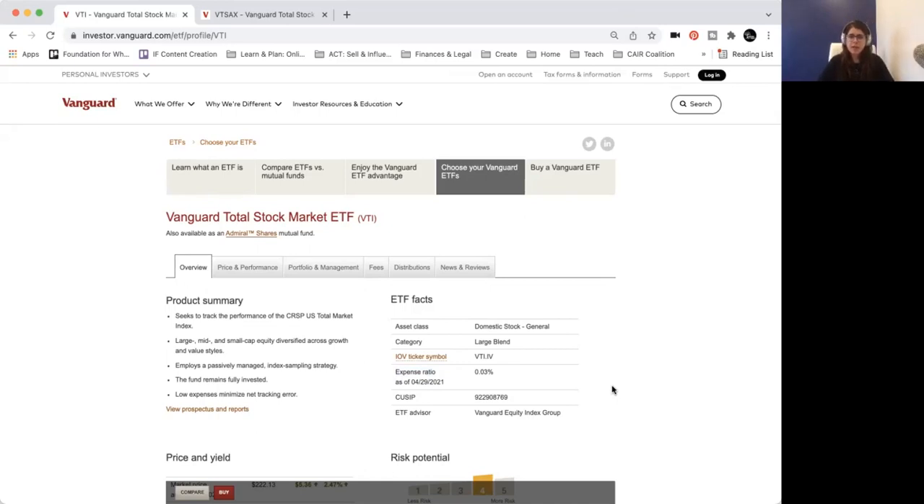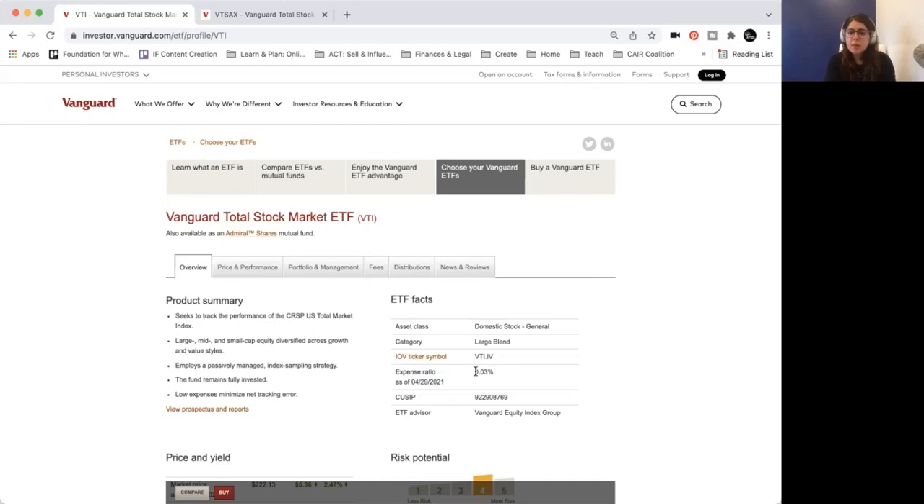NerdWallet actually has a study showing that a 1% fee, I believe over 40 years, would end up being over $500,000 that you would pay to that financial planner. That's why it's so important to learn to invest on your own, so that you don't have to pay high fees for a planner, at least when you're starting and setting the foundation of your investment plan. And it's also why you want to make sure the fee is as low as possible.